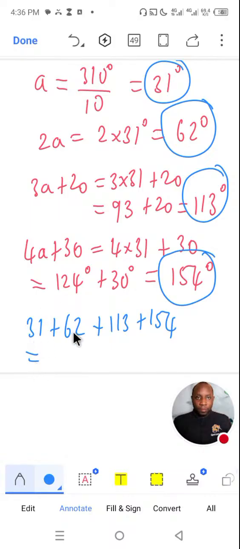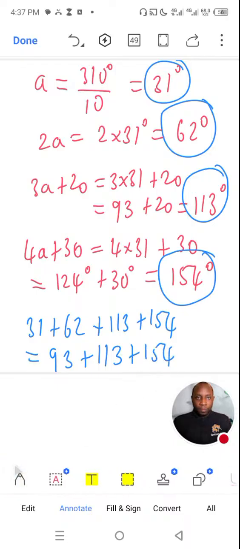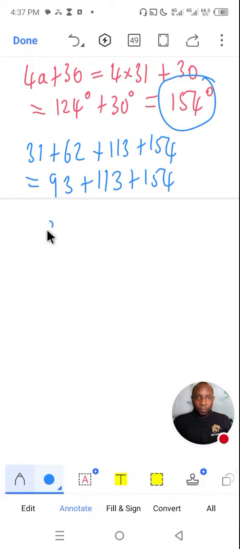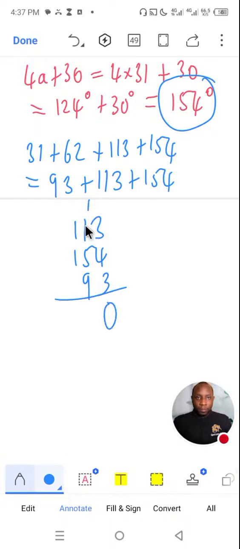So what's 31 plus 62? That's 93. Okay, then we still have the other two angles. So let me just say 113 plus 154, and then plus 93. So 3 plus 4 is 7. 7 plus 3 is 10, right? 0 carry 1. 1 plus 1 is 2. Plus 5 is 7. Plus 9 is 16. So write 6 carry 1. 1 plus 1 plus 1 is 3. So you see that? We got 360 degrees. So when we added all the angles, it gave us 360 degrees.